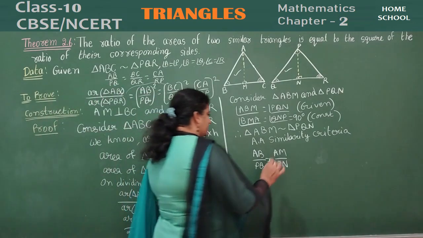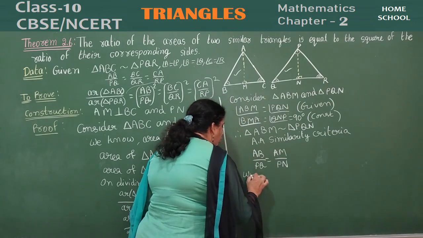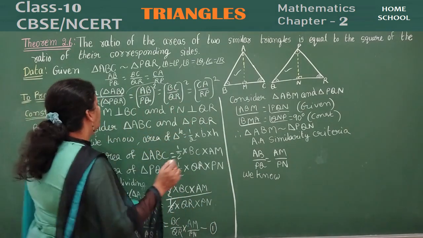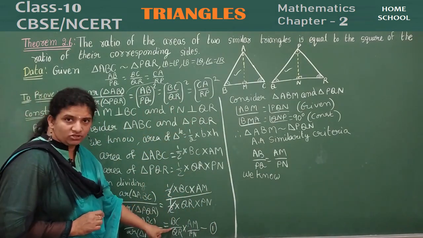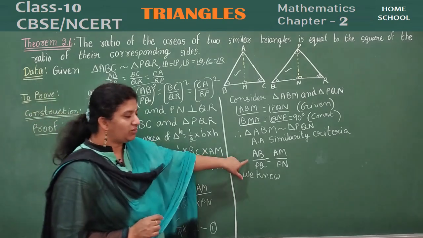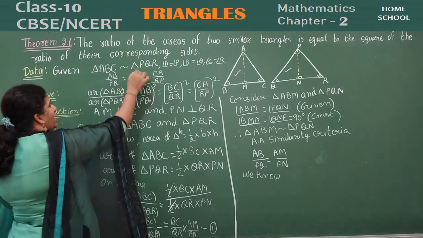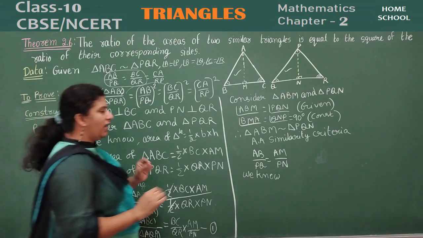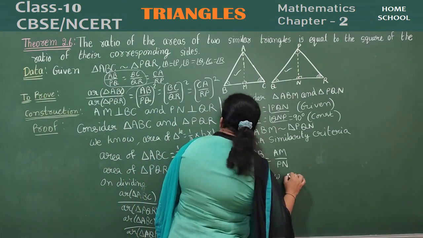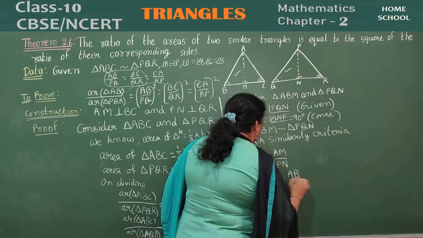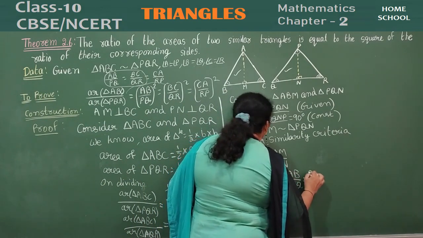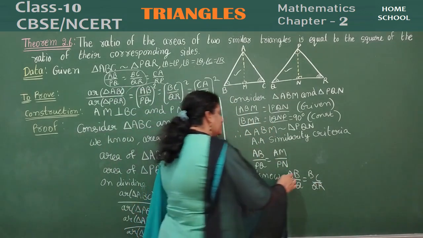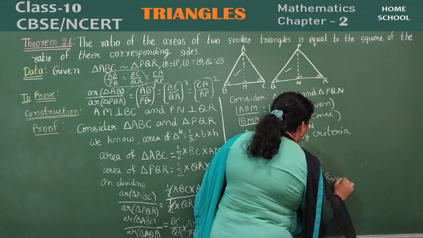Okay. So how can I change? This as it is, you keep here. What do we know, children? We know which two ratios we'll take. I need to change to BC by QR. But I have the above ratio AB by PQ. So I will consider these two ratios. How do I consider? We know by the given data, AB by PQ is equal to BC by QR. So how are we writing this, children? By the given data, we know.